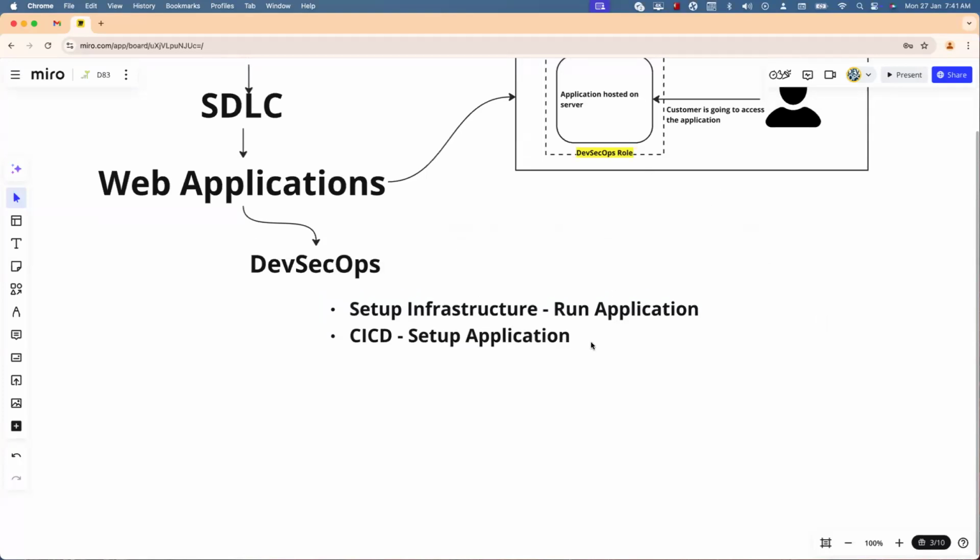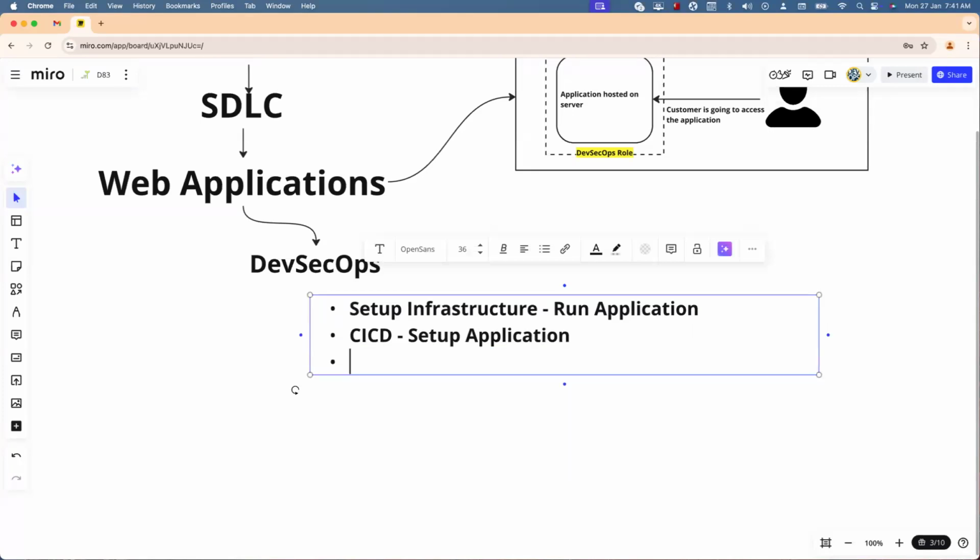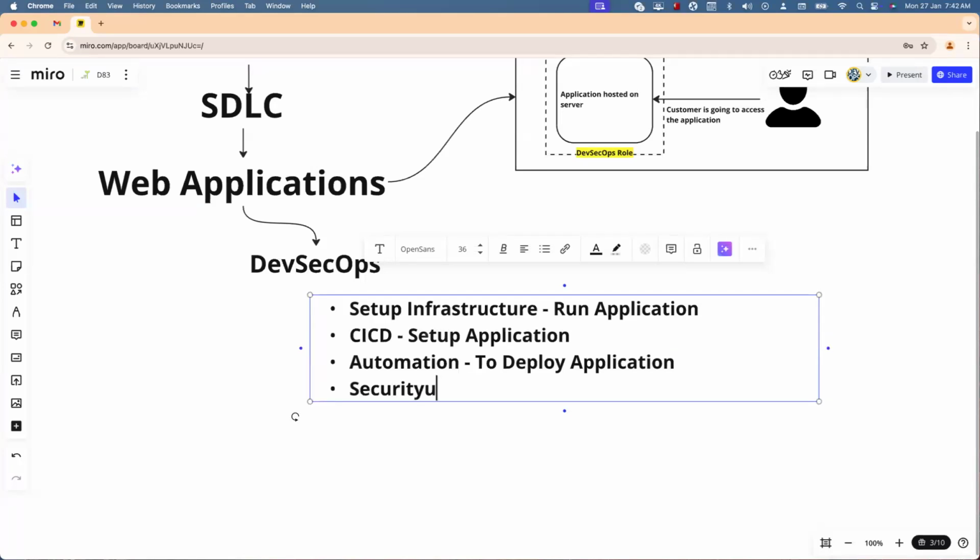The third one we talked about, and what is another one? Automation. You need to deploy the application in an automated way, so you require automation. And finally, security, to avoid risk.